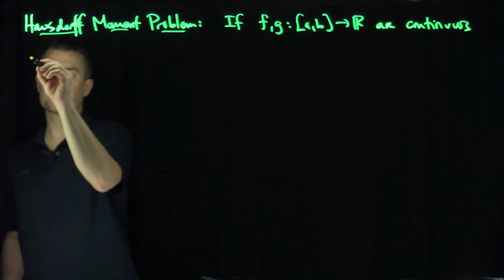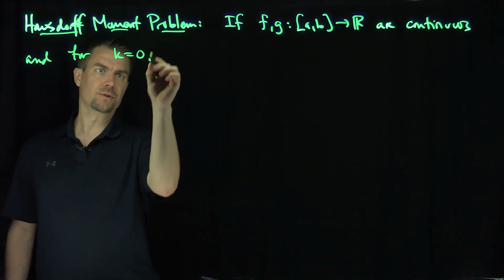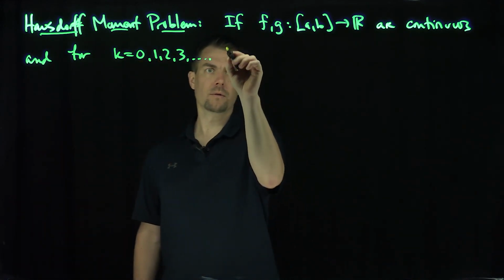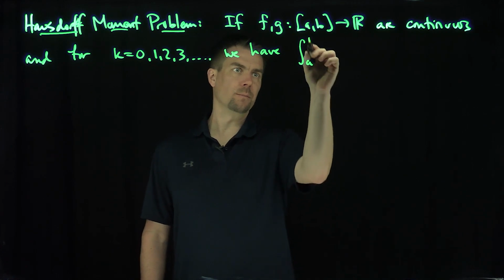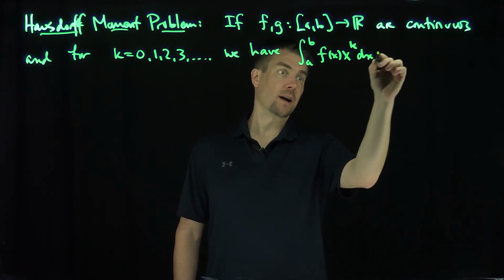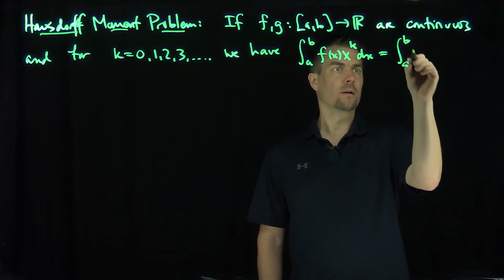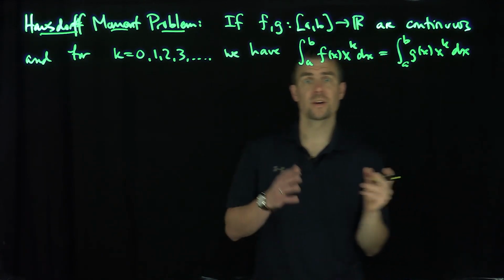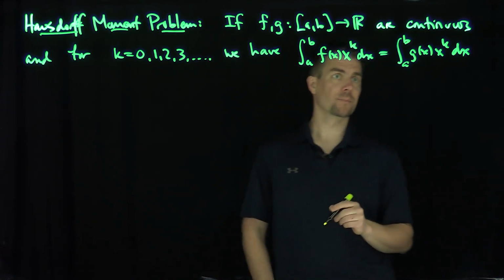such that for k equals 0, 1, 2, 3, etc., we have that the integral from a to b of f of x, x to the power k dx is equal to the integral from a to b of g of x, x to the power k dx. In other words, these functions f and g have the same moments for every k.